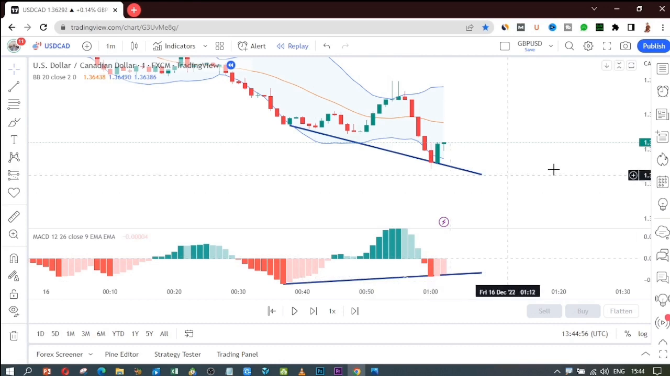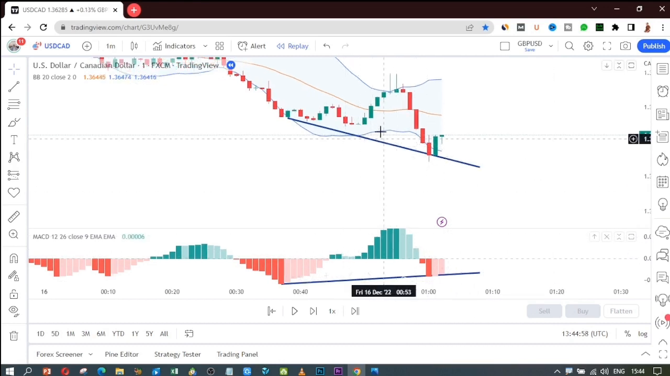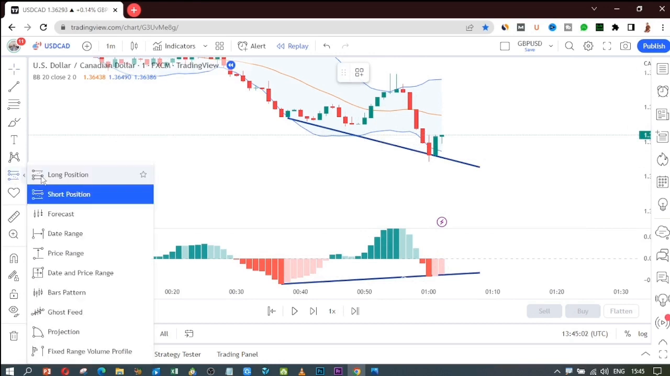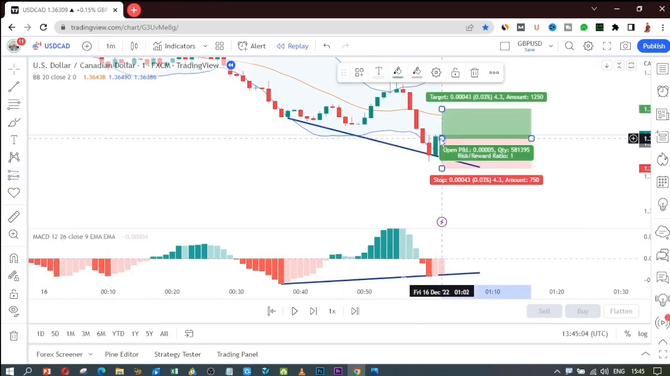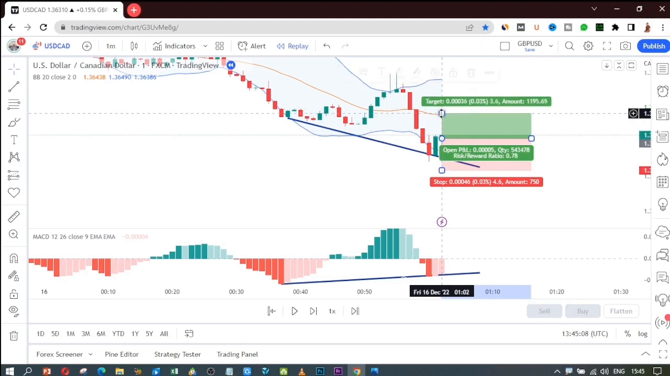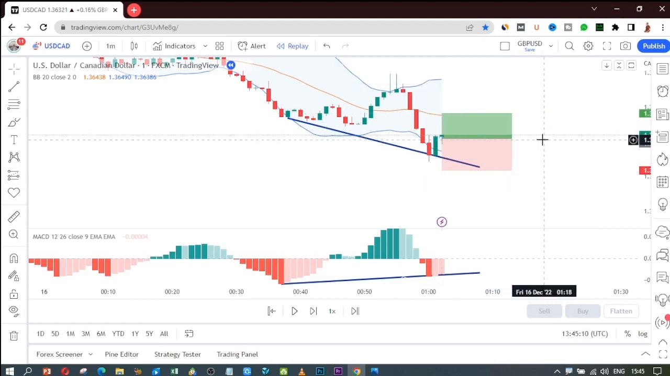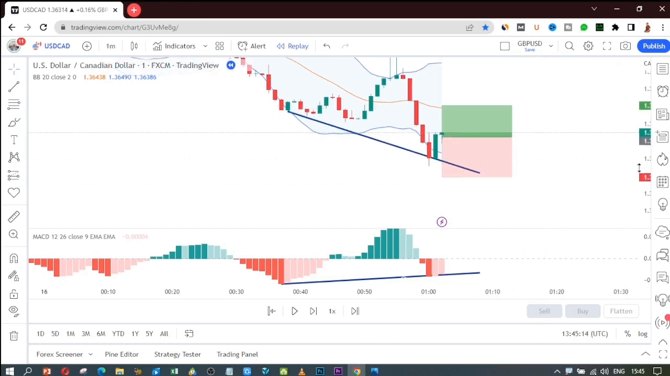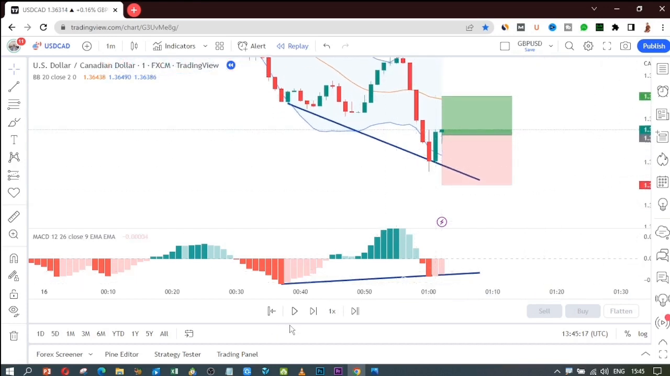So once you see this, there is divergence, there is also the market moving inside the bands. So what do you do? Now it's time for you to place a buy order. You buy here, you put your stop loss below here, you put your take profit on the middle of the band. This is a scalping strategy, so you're going to be risking a little bit more, but you're going to get a lot of trades.